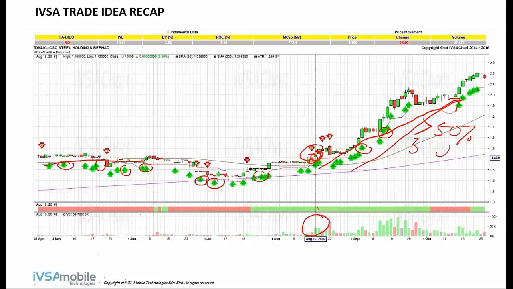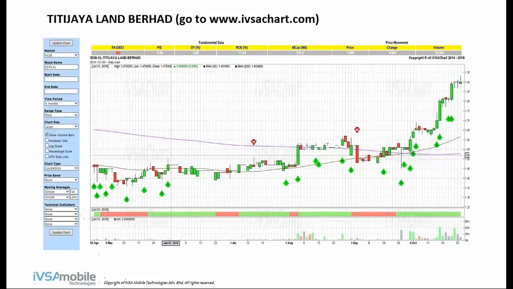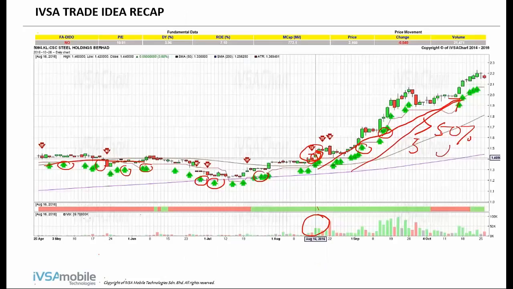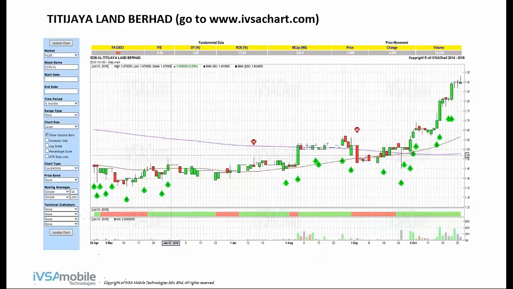Next, what happened in the month of October? Now I have shown you in the month of October, we have KLCI congesting here, right? It's moving sideways, we call it. It's ranging, moving sideways.